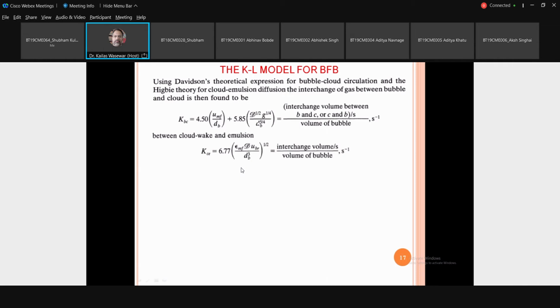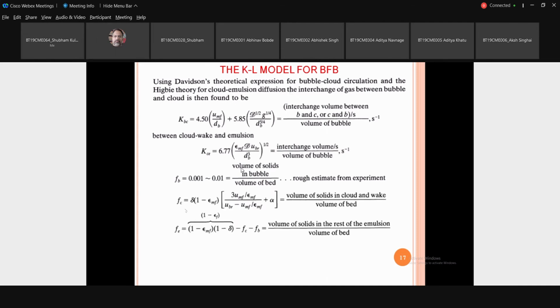So here it is nothing but the ratio of the interchange volume between B and C or C and B per unit time divided by the volume of bubble, or here interchange volume upon volume of bubbles, and the unit is per second. Then the fraction of the bed in bubbles generally ranges from 0.001 to 0.01. It is nothing but the volume of solid in bubble divided by the volume of bed.